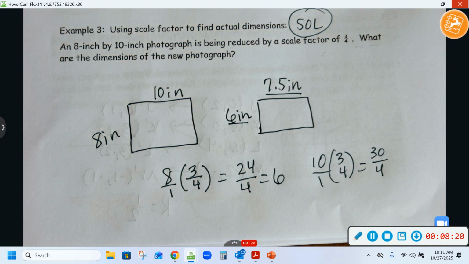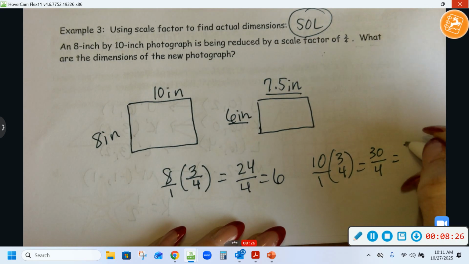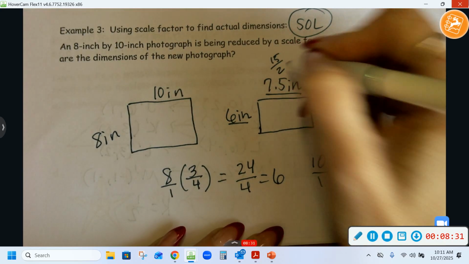No, it has to be practical. No. We could. If we did that, we would get 30 over 4, which would be 15 over 2, which is, I'm fine if you do that. You know I love a good fraction.